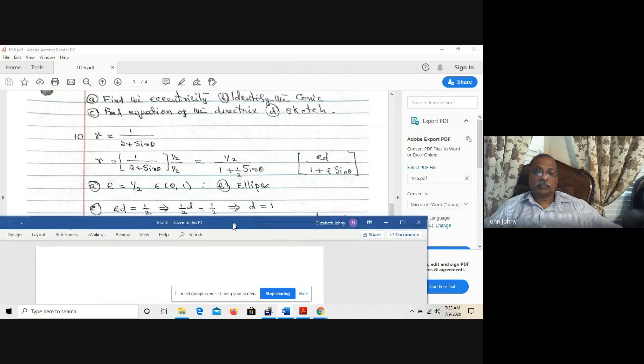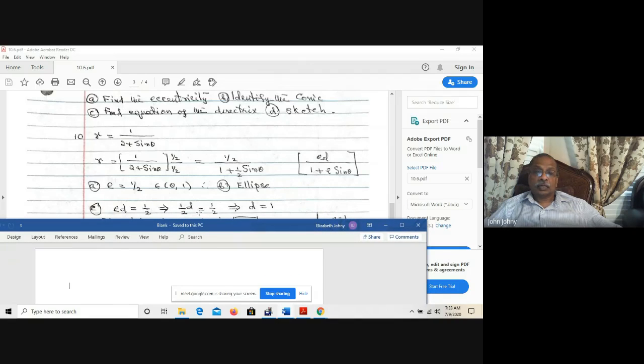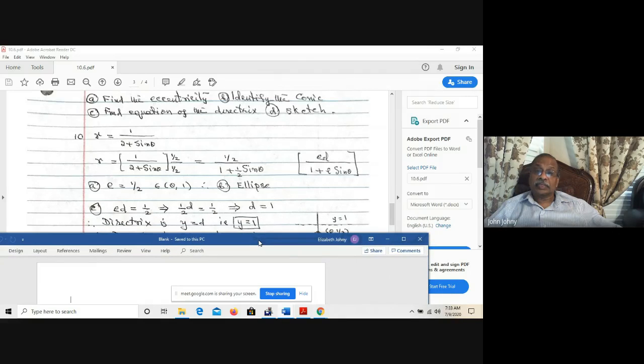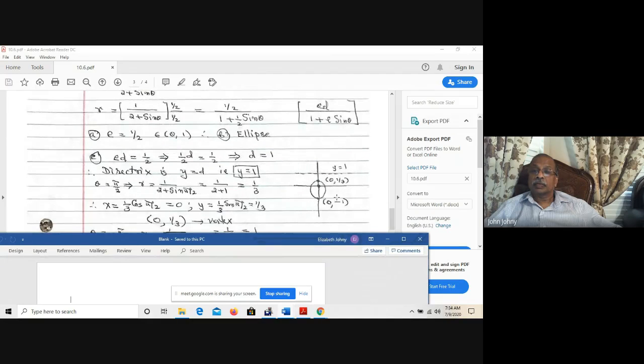Now you have to find the equation of the directrix. ed is equal to 1/2, and e is 1/2. So 1/2 times d is equal to 1/2. So d is equal to 1. And therefore the directrix is y is equal to d, since this is sine theta, so it is y, and the sign here is plus, so it is plus 1. So y is equal to 1 is the directrix. The focus is the origin, and the major axis is on the y-axis.